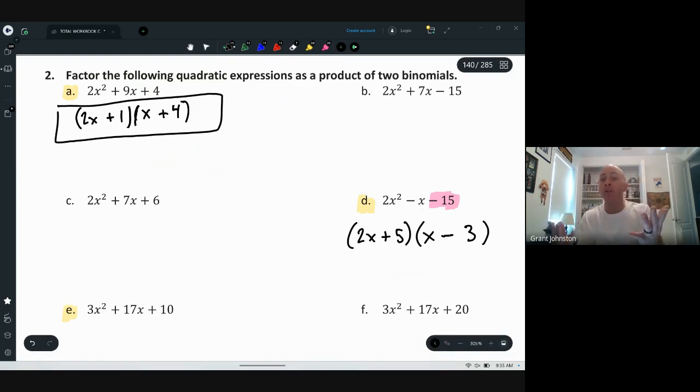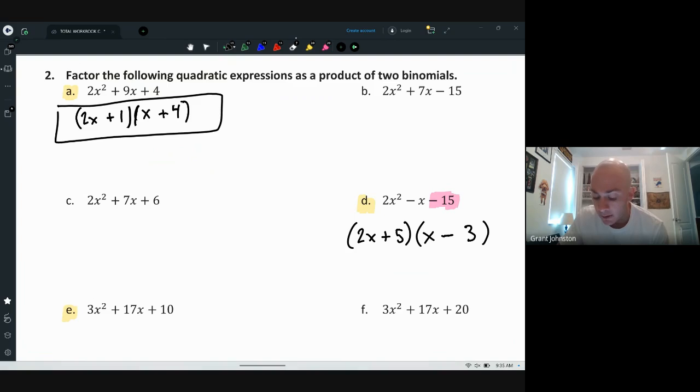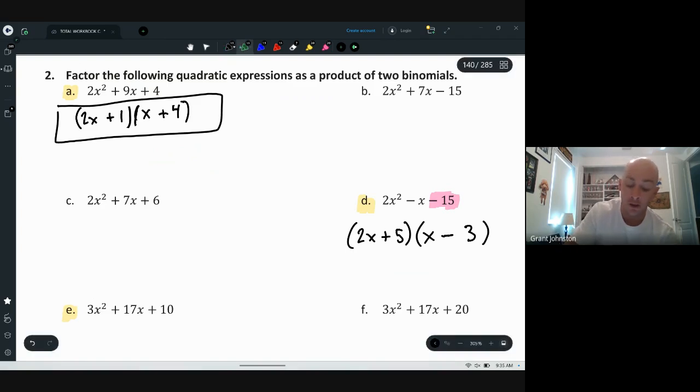So I'm going to say this is going to be a negative 3 and this a positive 5, and let's see if it works. This is my guess. I think this is going to work because a 2x times a negative 3 would give me negative 6x, and a 5 times an x would be positive 5x. And negative 6x plus 5x is negative 1x. So I think this is going to work, but let's just check it.